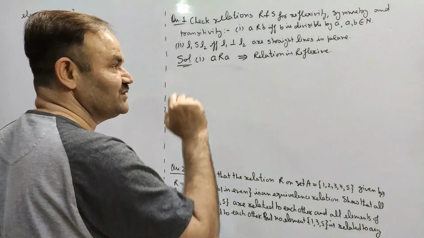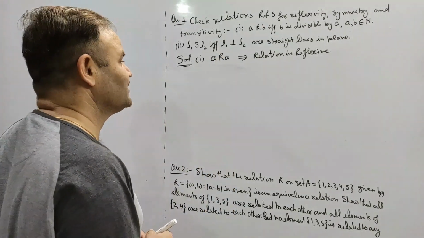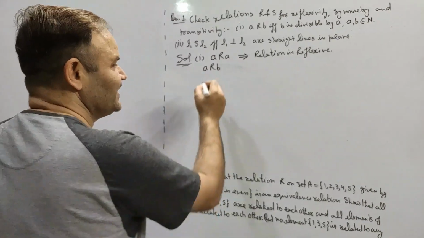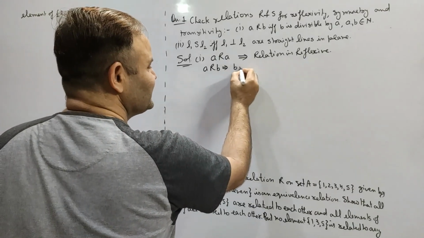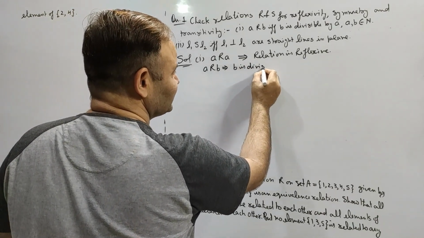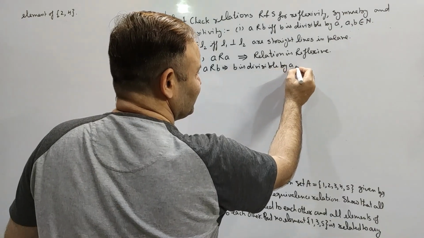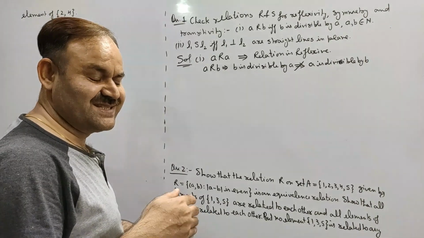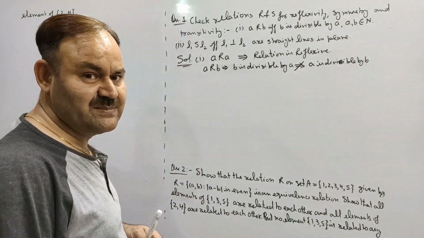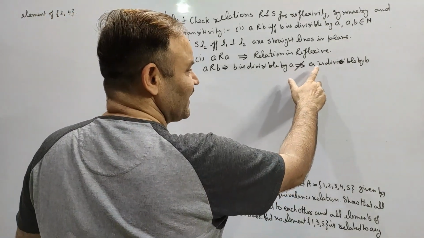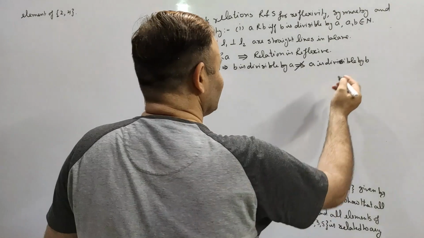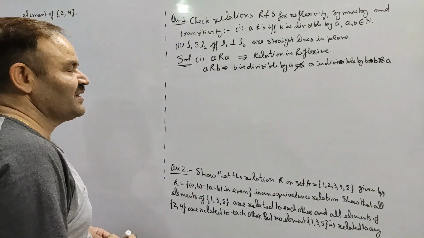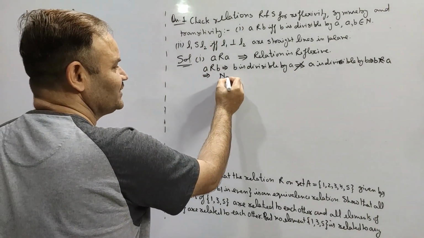In the second thing, we have to determine whether the relation is symmetric or not. For that, say A is related to B, then this implies that B is divisible by A. But it does not imply that A is divisible by B. For example, 6 is divisible by 3, but 3 is not divisible by 6. So it doesn't imply that A is always divisible by B. So this implies B is not related to A, and this implies the relation is not symmetric.